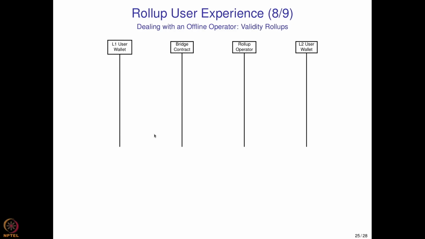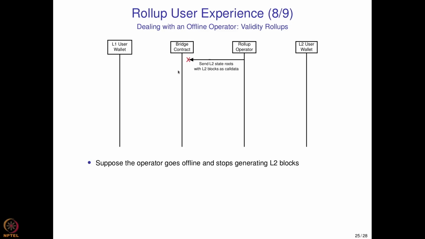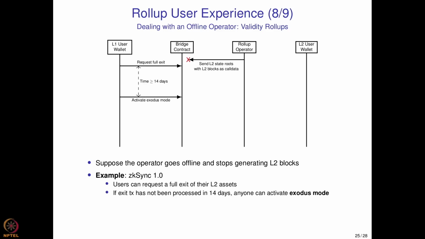The other issue is that you can have an offline operator. An operator may just go offline, maybe they are malicious, maybe they just went offline because of some other reason. In this case, the bridge contract is not accepting any new blocks. ZK Sync has something called a full exit, where users can request a full exit of their assets, and once a full exit is requested, then no layer 2 blocks are allowed.